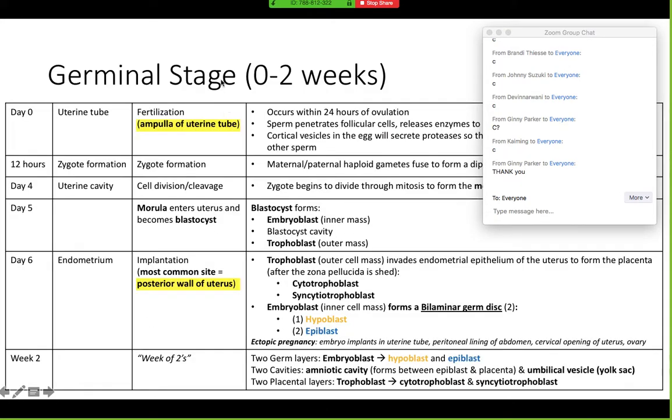Also, the reason I have this highlighted is I remember being asked this at some point. It could have been in physiology, but it might have been one of Dr. Gassler's questions. So know where fertilization should occur, the ampulla of the uterine tube, and where implantation occurs, most commonly in the posterior wall of the uterus.